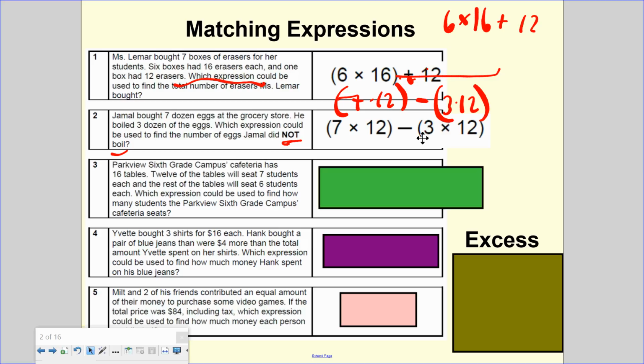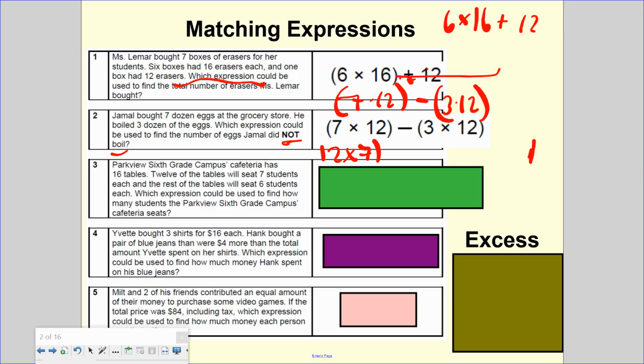Number 3. Parkway 6th grade campus cafeteria has 16 tables. 12 of the tables will seat 7 students each, and the rest of the tables will seat 6 students each. Which expression can be used to find how many students are in the cafeteria? Total number of seats. So 12 tables will seat 7 students each. Each table will have 7.